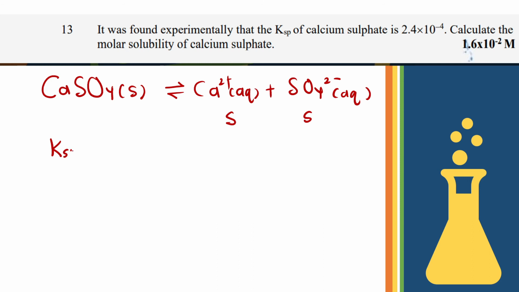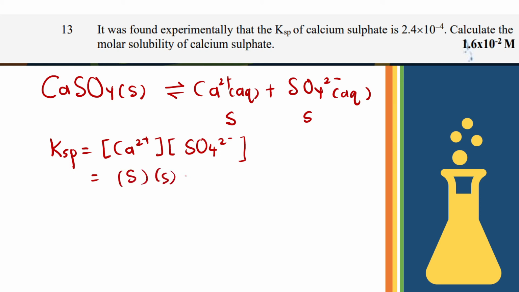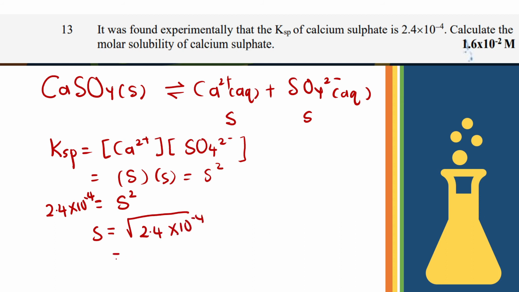The Ksp is equal to concentration Ca2 plus times concentration SO4 2 minus. So we just substitute, this one is S times S equal to S square. So S diberi, S kita nak cari S square, and then dibagi Ksp is 2.4 exponential negative 4. So S is equal to square root 2.4 exponential negative 4. Jadi kita dapat S is equal to 1.55 exponential negative 2 mol per liter, molar.